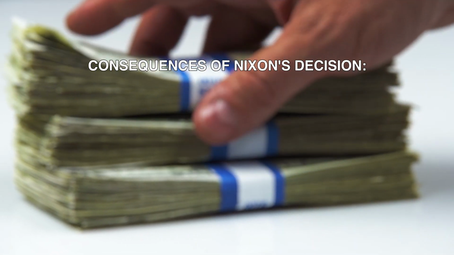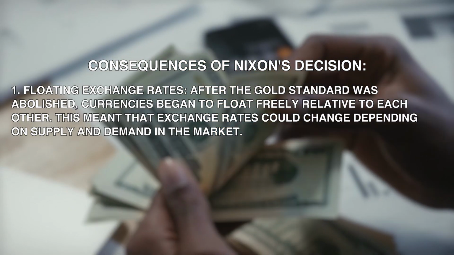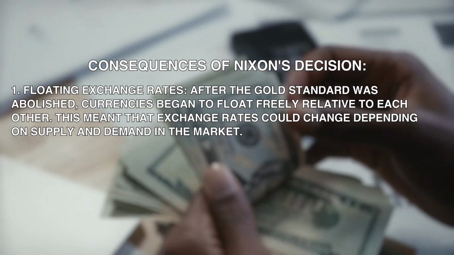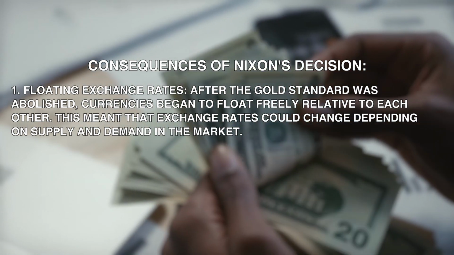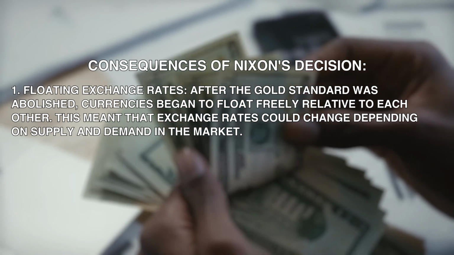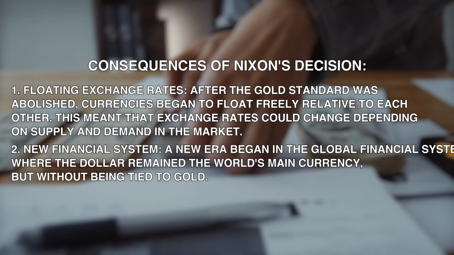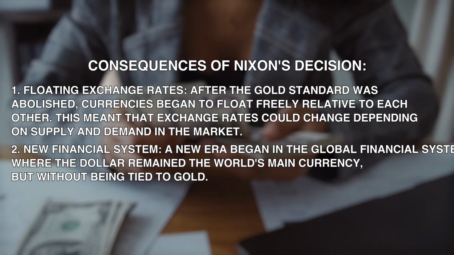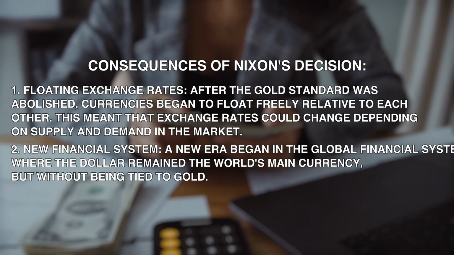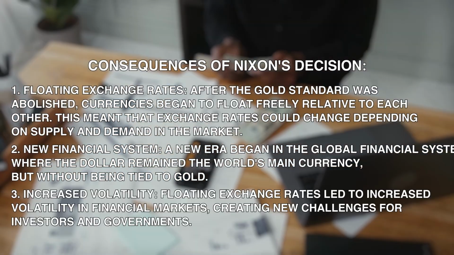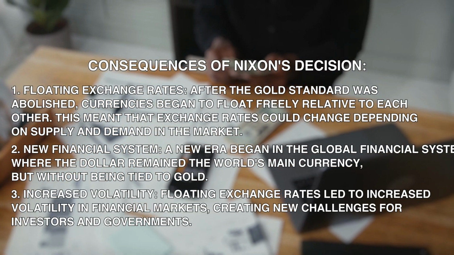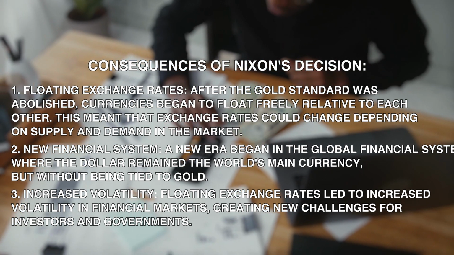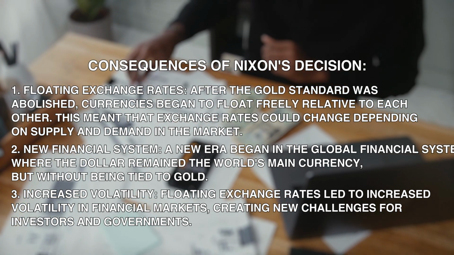Consequences of Nixon's decision. 1. Floating exchange rates. After the gold standard was abolished, currencies began to float freely relative to each other. This meant that exchange rates could change depending on supply and demand in the market. 2. New financial system. A new era began in the global financial system where the dollar remained the world's main currency, but without being tied to gold. 3. Increased volatility. Floating exchange rates led to increased volatility in financial markets, creating new challenges for investors and governments.